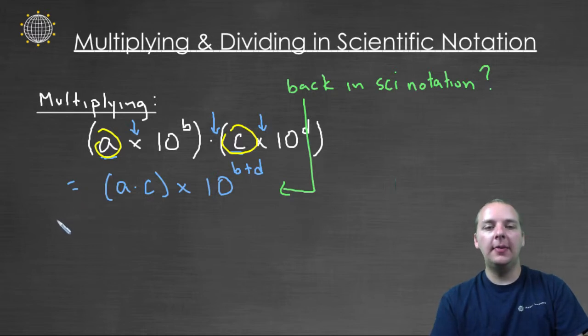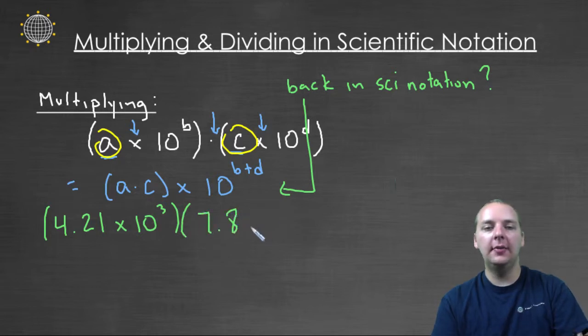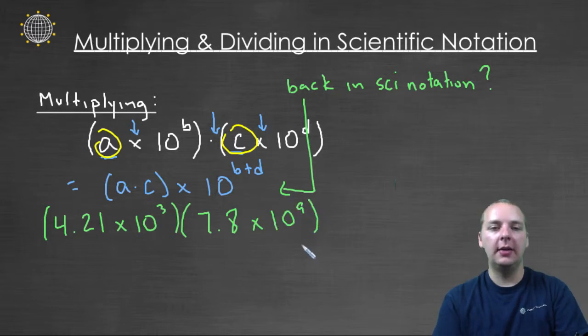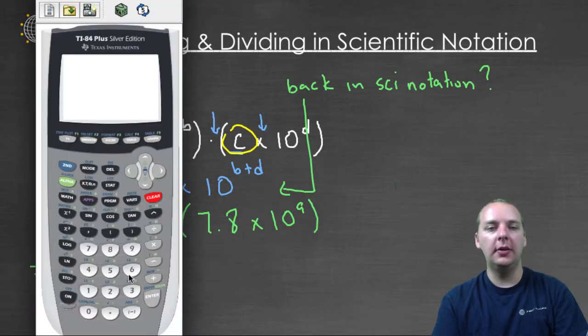Let's say we had 4.21 times 10 to the third, and we're going to multiply that by 7.8 times 10 to the ninth. Something like that. Well, then let's multiply these here. We'll get our calculator out. We'll take 4.21 times 7.8.